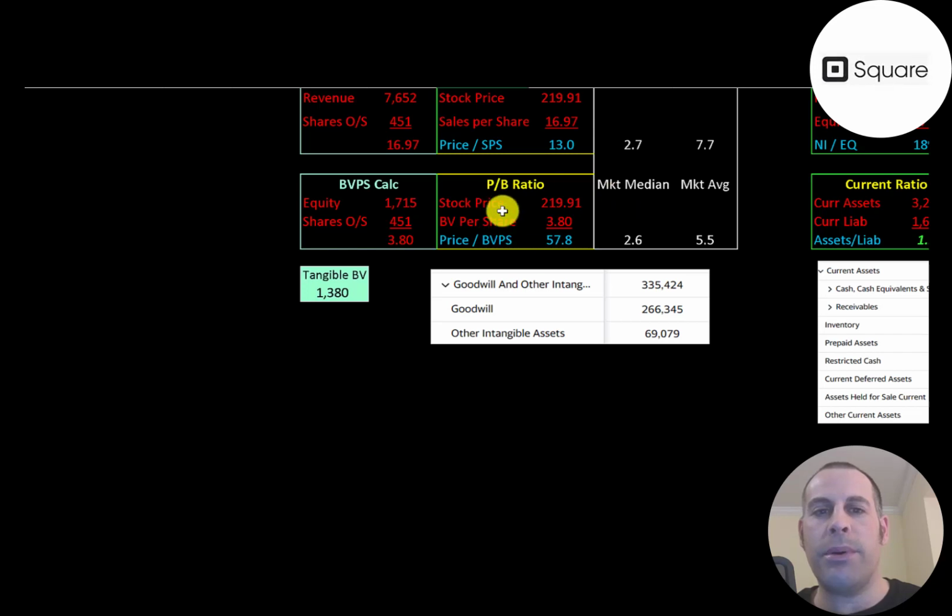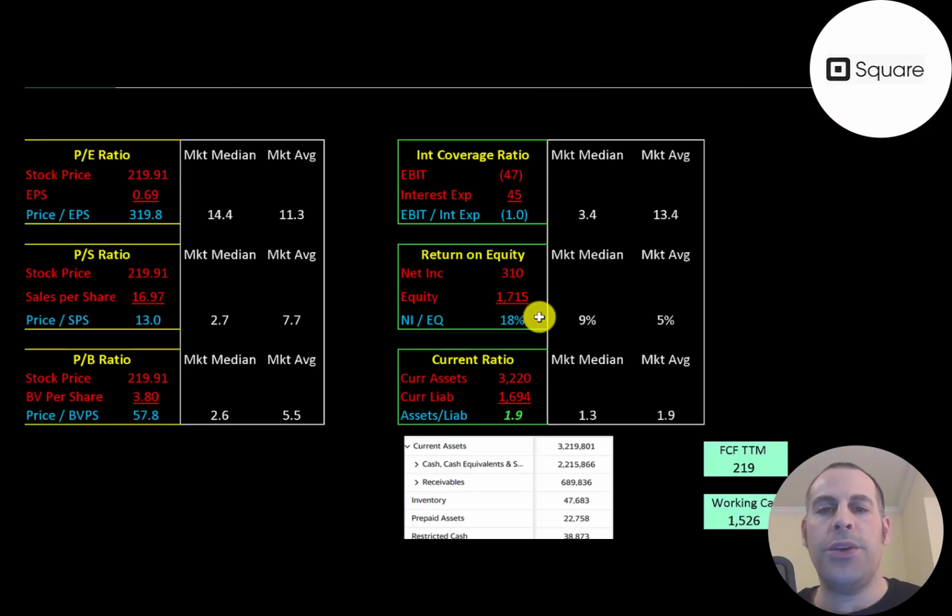And the way you calculate book value per share, it's equity over shares outstanding. Equity is assets minus liabilities on the balance sheet, and they have $1.7 billion of equity, $1.4 billion of tangible equity, because they have $266 million of goodwill and $69 million of other intangible assets on their balance sheet. Interest coverage ratio is EBIT over interest expense. They have negative EBIT, so they have negative interest coverage ratio.